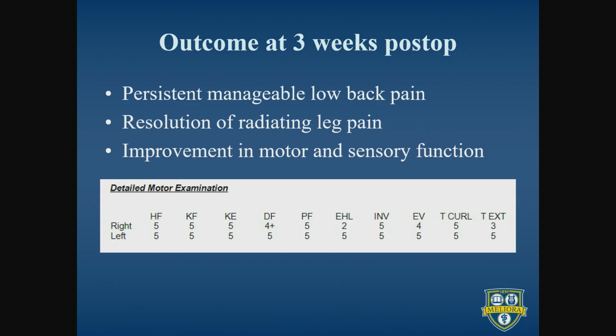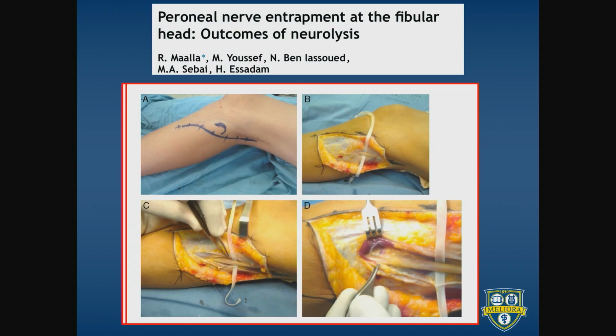The really cool thing about this is they get better a lot, very rapidly, and I feel like it's a better outcome often than some other types of surgeries we do. So he already had 4+ dorsiflexion in his first post-op visit, which is, he was in an AFO before, so that's a great outcome.